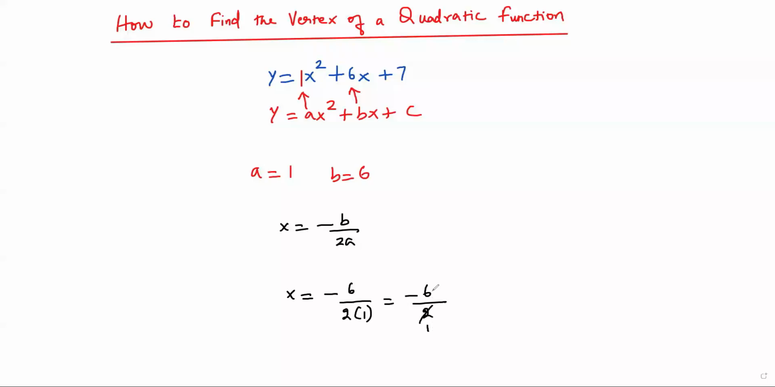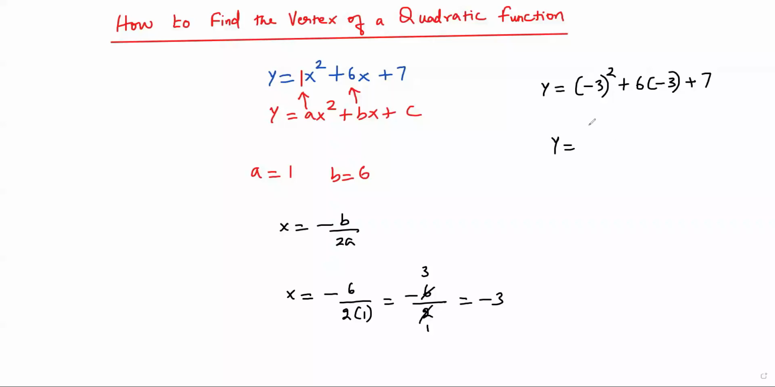2 goes into 6 thrice. I get negative 3. So the x coordinate of the vertex is negative 3. To get the y coordinate, I have to plug in x is equal to negative 3 into the given quadratic function. So now let's plug in x is equal to negative 3 into the given quadratic function. That is y is equal to negative 3 the whole square, positive 6 times negative 3, positive 7. So I plugged in negative 3 for x into the given quadratic function. Now I have to evaluate the value of y.